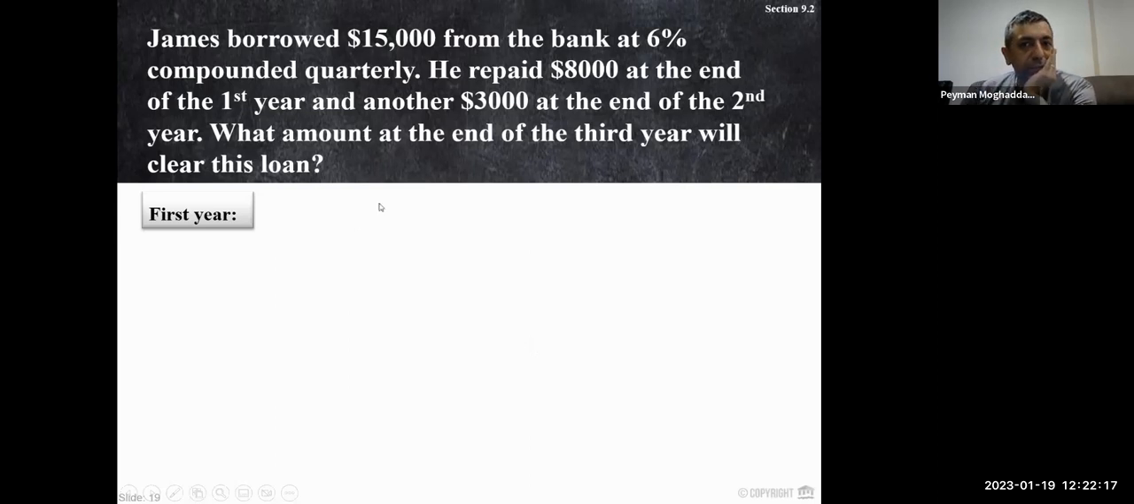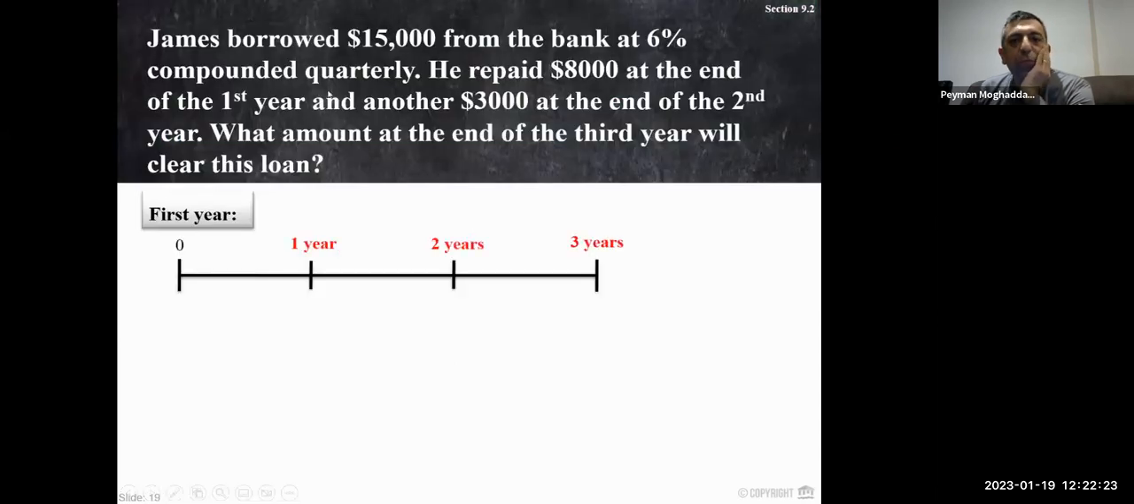Next question. James borrowed $15,000 from the bank at 6% compounded quarterly. He repaid $8,000 at the end of the first year, and another $3,000 at the end of the second year. What amount at the end of the third year will clear his loan?